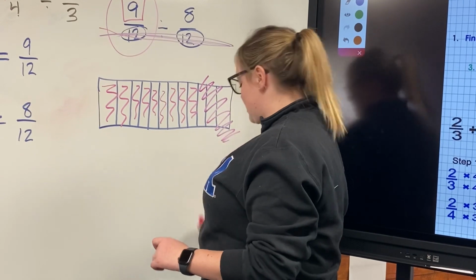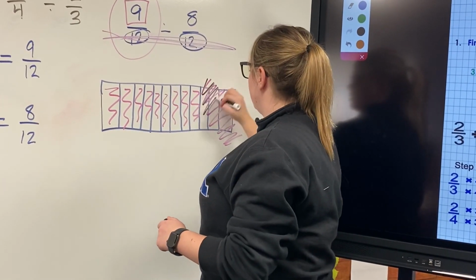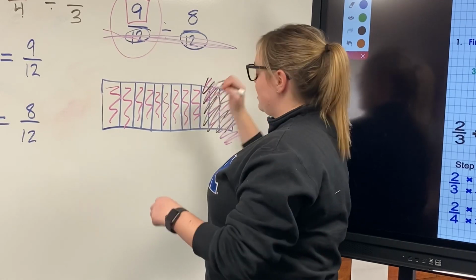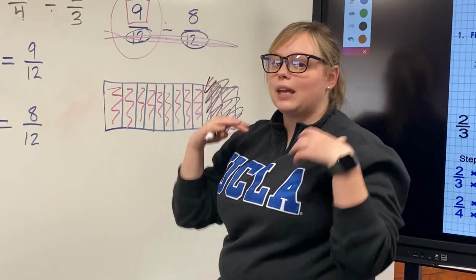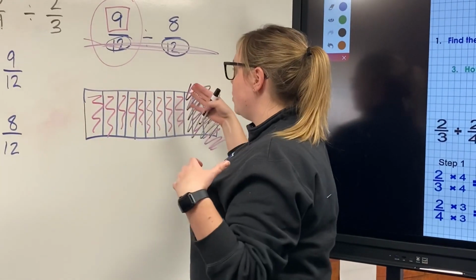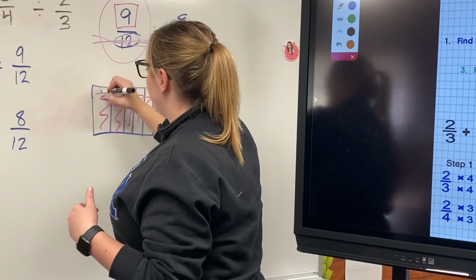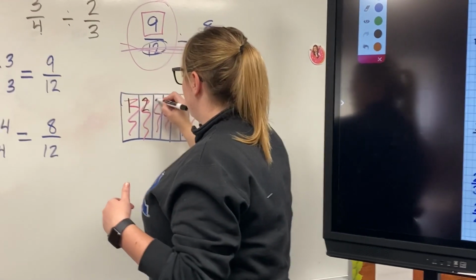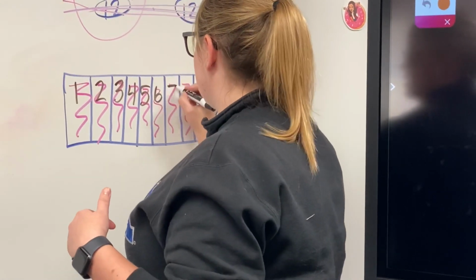How many 8s, let me do it by a different color. Yeah, that might help. How many 8s fit into 9? Okay? And the easiest way for me to see this is I like to count it out. I know that there's a total of 9, so I'm going to count up to 8 within this 9. I'm going to go 1, 2, 3, 4, 5, 6, 7, 8.